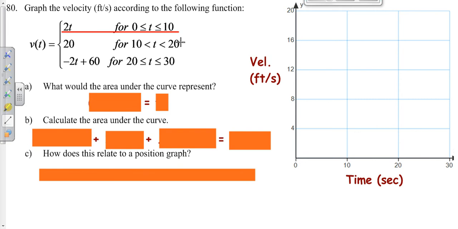You could also find the other end of the line by taking your 10 and plugging it in. 2 times 10 is 20. So you start out at the point 0, 0, and go to the point 10, 20.